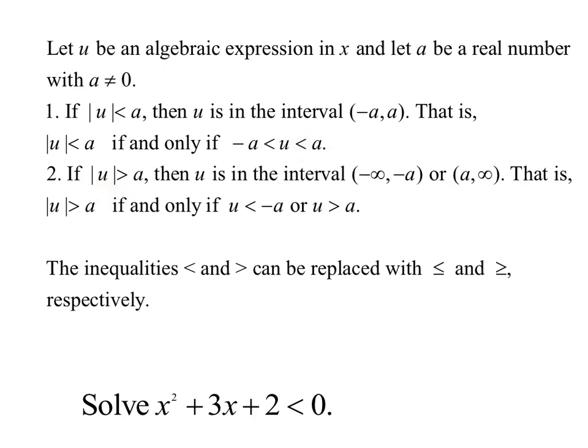If the absolute value of U is greater than A, then U is in the interval from negative infinity to negative A or A to positive infinity. That is, the absolute value of U is greater than A if and only if U is less than negative A or U is greater than A. These inequalities can be replaced with less than or equal to and greater than or equal to respectively. Okay, let's take a look.